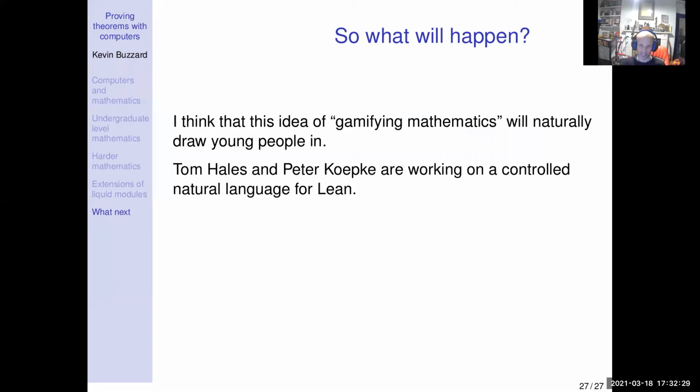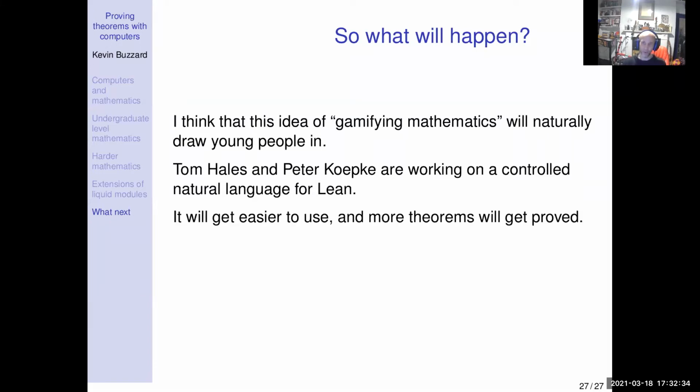At the minute, the game has a rather nasty interface because you have to learn a programming language. But fortunately, Hales and Koepka are working on a controlled natural language where you speak in some precise dialect of English, and this is translated into Lean. And ultimately, as mathematicians get more involved and start suggesting the direction that the software should be going in, because that's been the problem for 25 years. It was going in the direction that computer scientists wanted to go in, but now it's going to start going in the direction that mathematicians are more interested in.